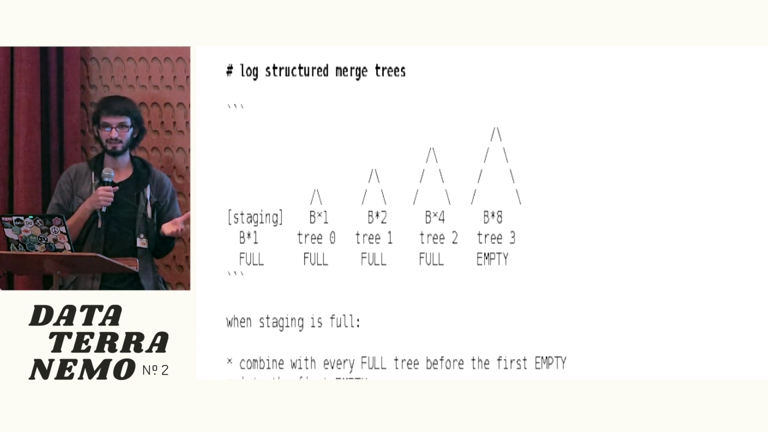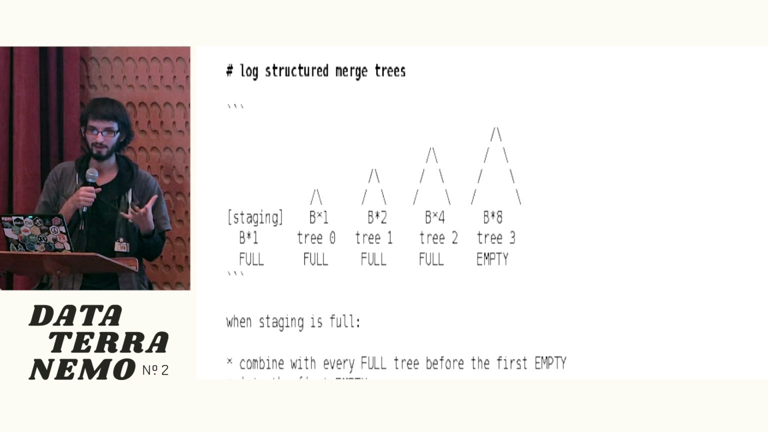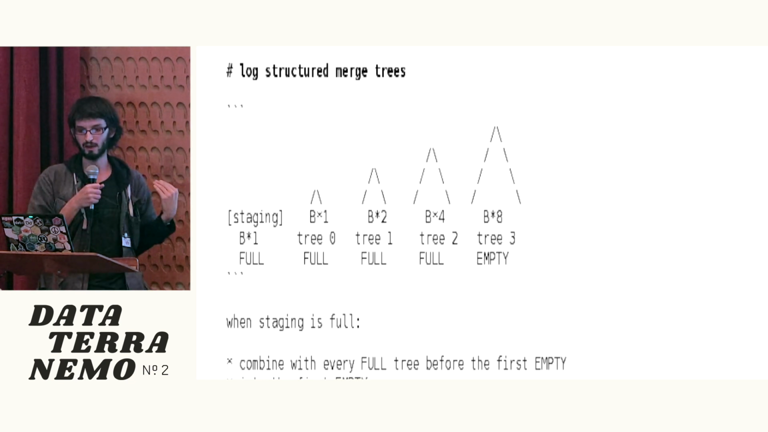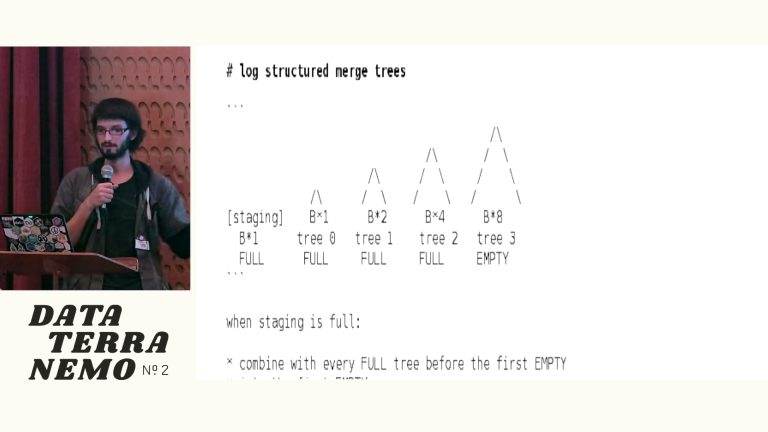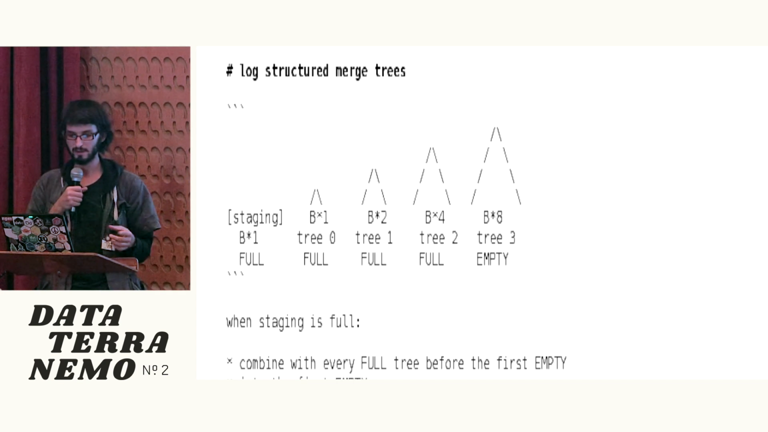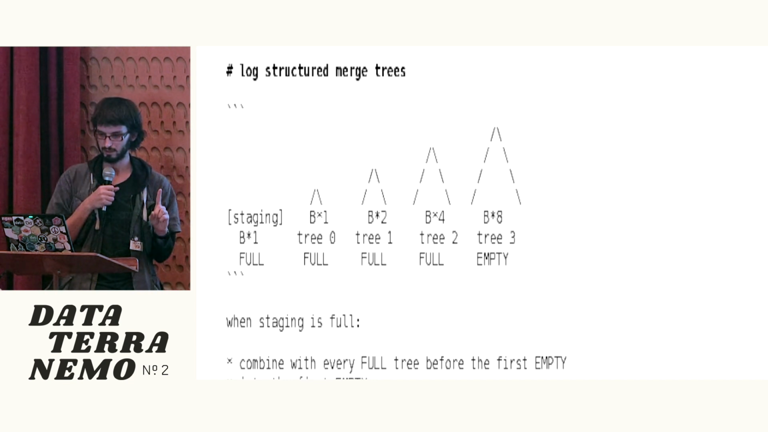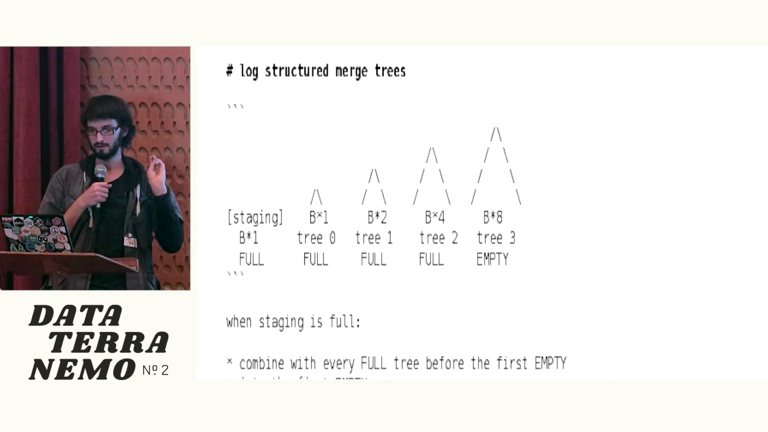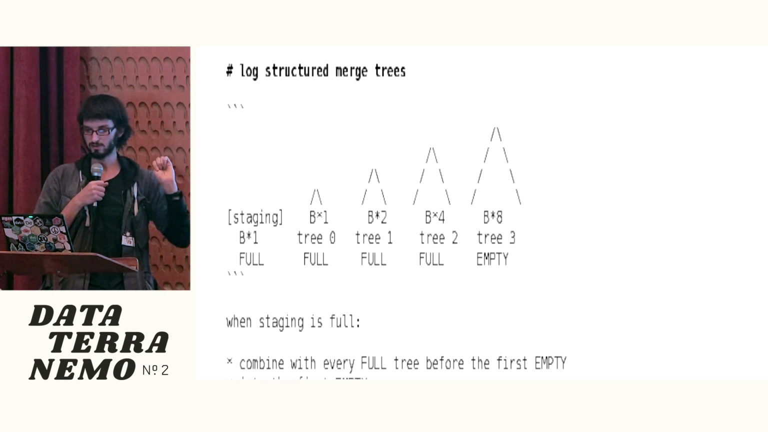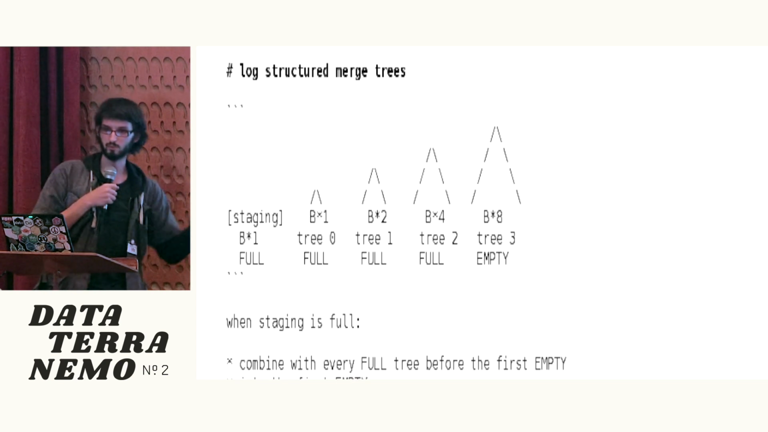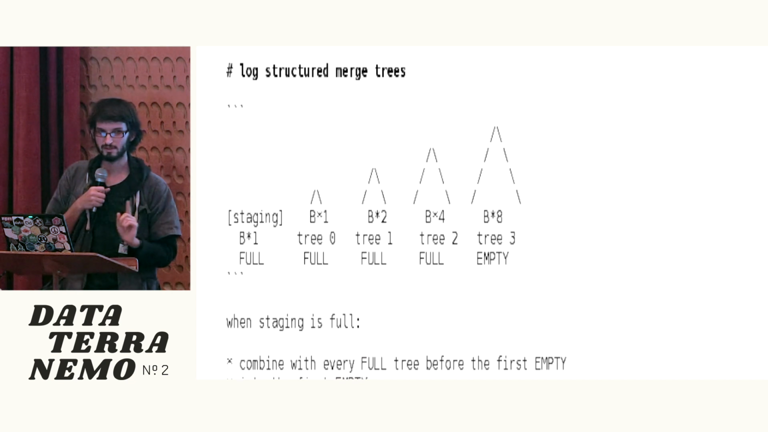What's really cool about this technique is it sort of mimics how binary counting works. So if you have full trees, that's sort of like 1, 1, 1. So in this example, we have a staging of size 1, or b. And then we have the first tree, which is size 1. Second tree, which is size 2. And then the next one is 4. So 1 plus 2 plus 4 plus 1 always equals the next power.